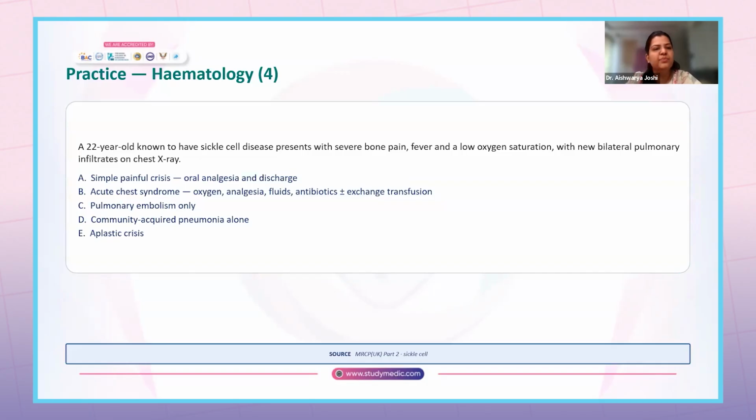Okay, is that clear? We cannot just give an analgesia and discharge the patient. He has to be supplemented with oxygen.